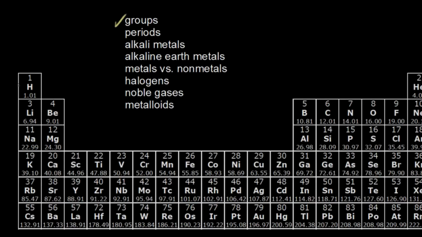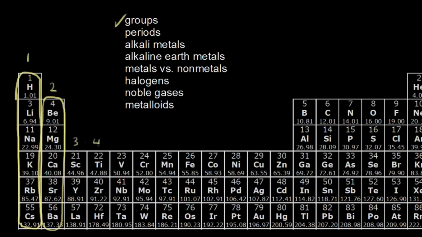And so if I go over here, I can see that all of these elements are in the same vertical column. So all of these elements are in the same group, and we call this group 1. I can see that all of these elements are also in the same column, right? So all these elements are in the same group, and we call this group 2. I can continue labeling my groups.